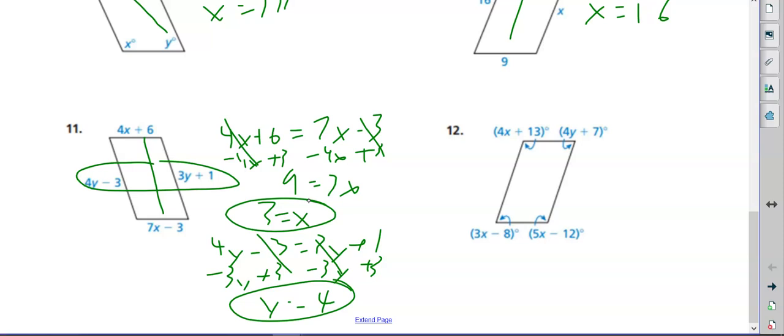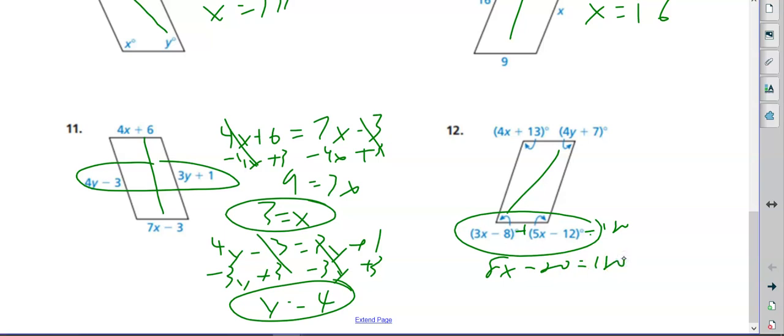Now, this one's a little tricky because these are equal, but one has an x and one has a y. So what we're going to do is set these two equal to 180. Add them together. So 5x plus 3x is 8x, minus 20 equals 180. Add 20, we get 200. And there's 4 quarters in a dollar, so there's 8 in 200, so that means x is 25.